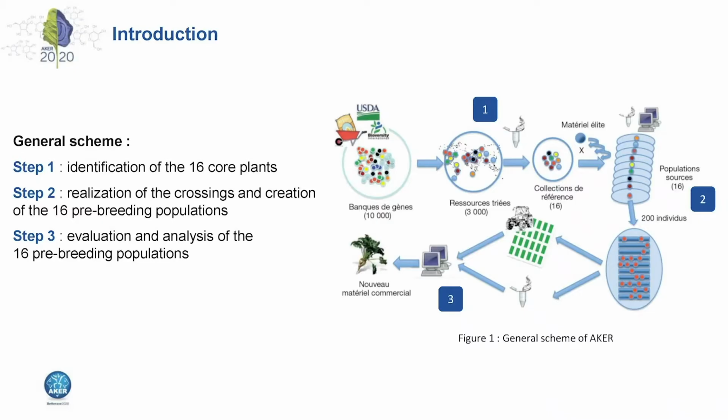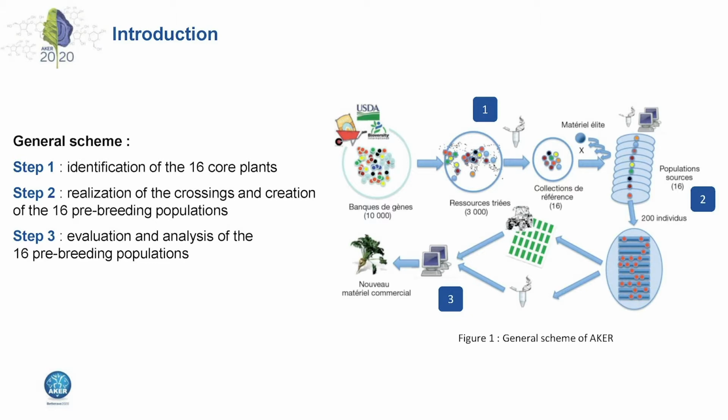The second component consisted in an original way of making the most of all the diversity acquired, controlling it and evaluating it using new methods of phenotyping and high-throughput genotyping. The AKER program was therefore deployed in 3 stages.